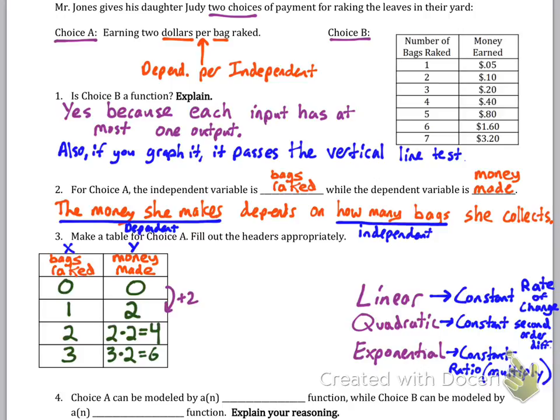So let's figure out the rate of change here. You notice the y, the money made, goes up by 2 each time, and the x goes up by 1. That is constant, so I know that this is a linear function.